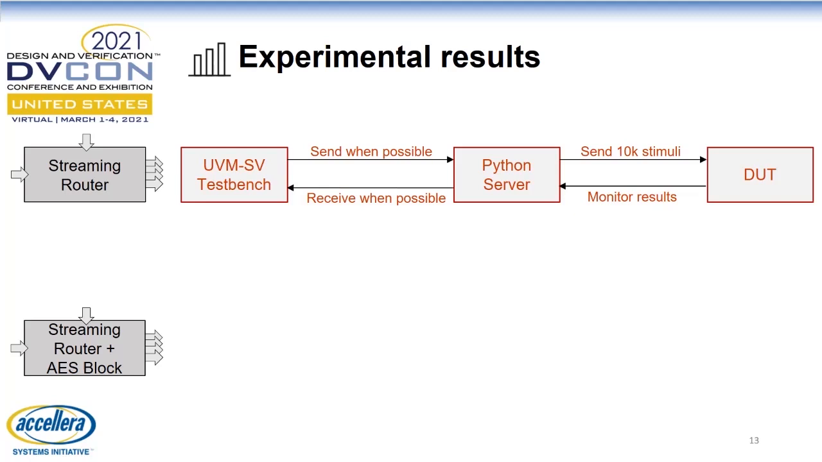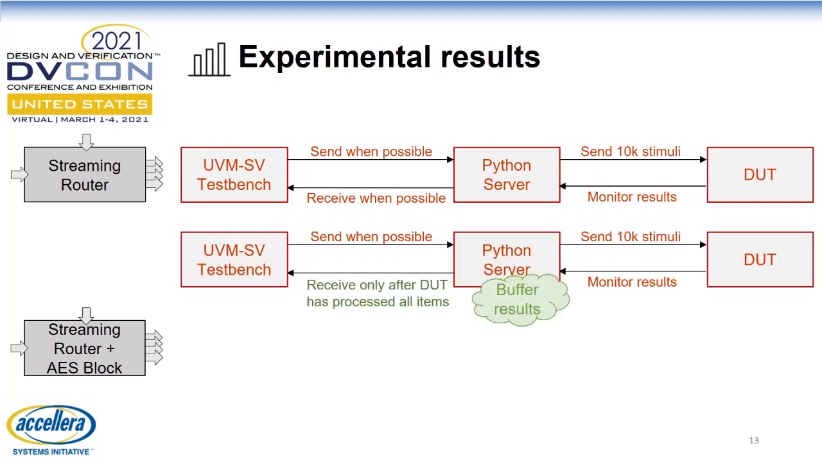The monitored items are received back within the test bench whenever possible. The second configuration is different from the first one regarding the timing for receiving monitored results within the test bench. This time, monitored items are buffered within the Python server and sent back only when the duty has finished processing all items. This way, the test bench is allowed to send all stimuli and then receive the monitored items, resulting in fewer context switches.